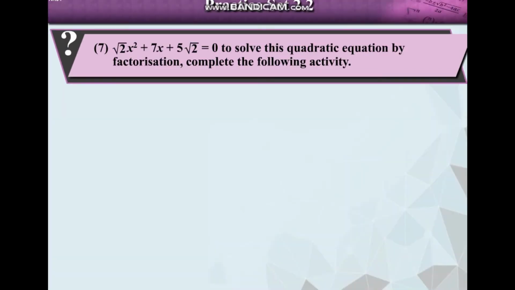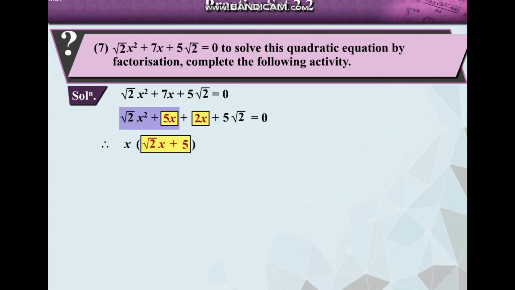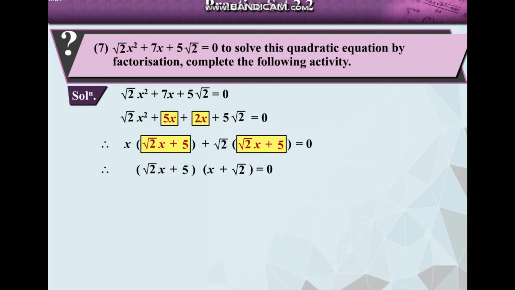7. Root 2x square plus 7x plus 5 root 2 is equal to 0. To solve this quadratic equation by factorization, complete the following activity. Solution: root 2x square plus 7x plus 5 root 2 is equal to 0. Root 2x square plus 5x plus 2x plus 5 root 2 is equal to 0. Therefore, x multiplied by root 2x plus 5 plus root 2 multiplied by root 2x plus 5 is equal to 0. Therefore, root 2x plus 5 multiplied by x plus root 2 is equal to 0.